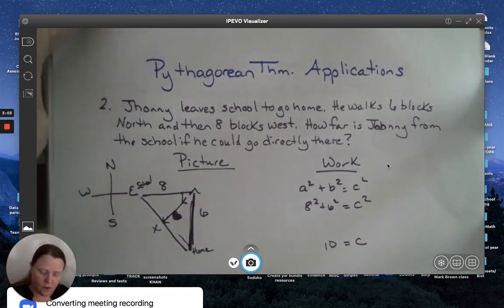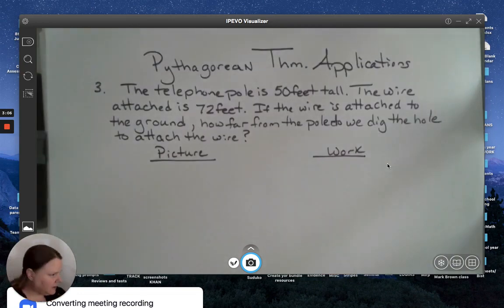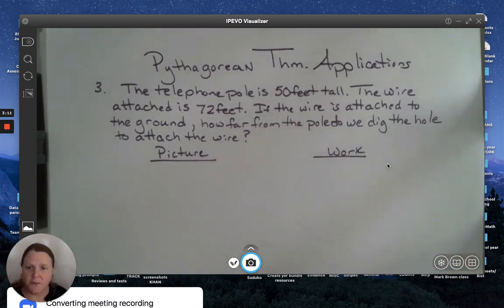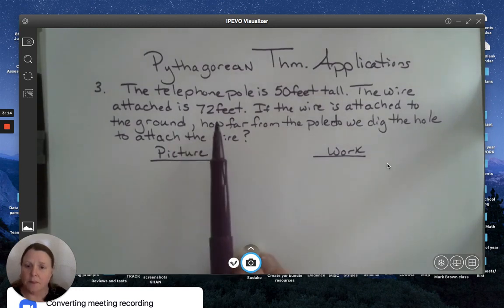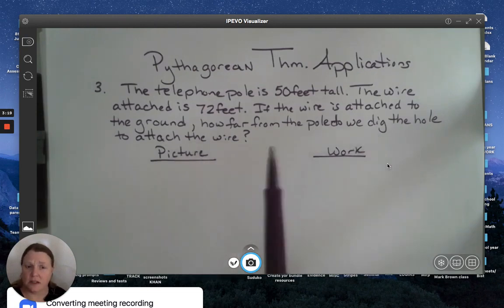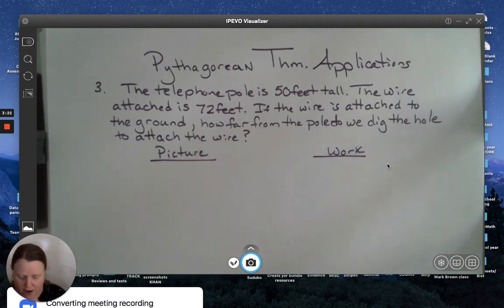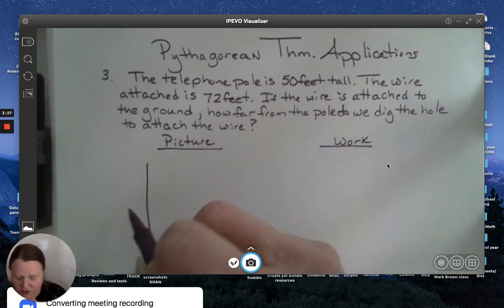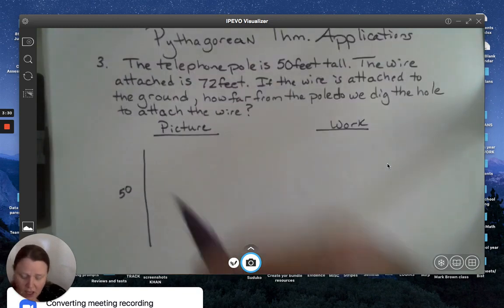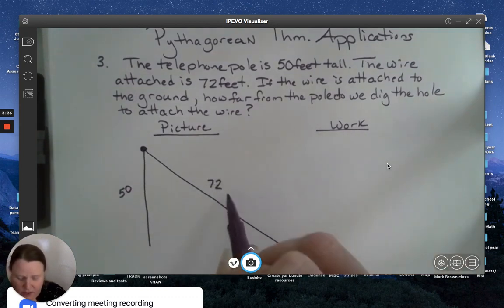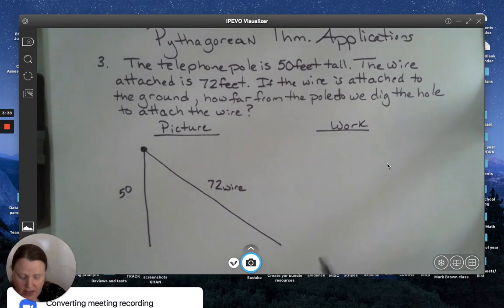All right, so we're going to do one more. It says the telephone pole is 50 feet tall. The wire attached to the top is 72 feet. If the wire is attached to the ground, how far from the pole do we need to dig the hole to attach the wire? Let's think about this. I have this giant telephone pole, and it is 50 feet tall. I have some wire attached to it, and we know this wire is 72 feet. This is my wire. And we want to know, where should I dig this hole right here?